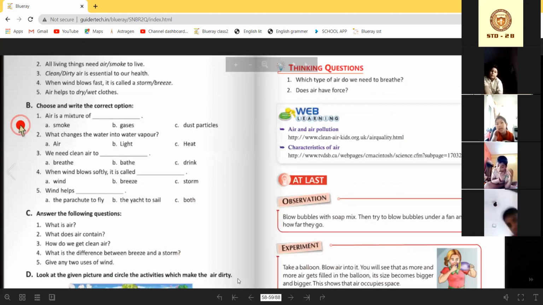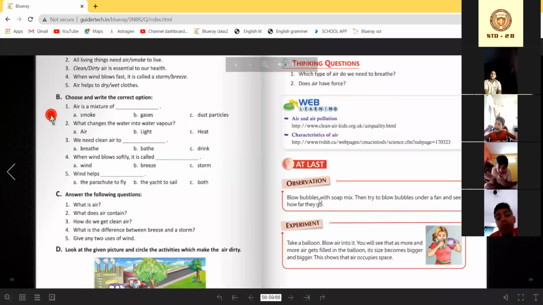Which type of air do we need to breathe? We need clean air to breathe. Yes, we need clean air to breathe. Does air have force? Force means push. Yes, air has force also. Achha, now let's see the observation.